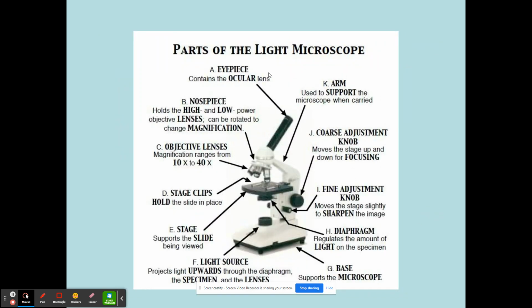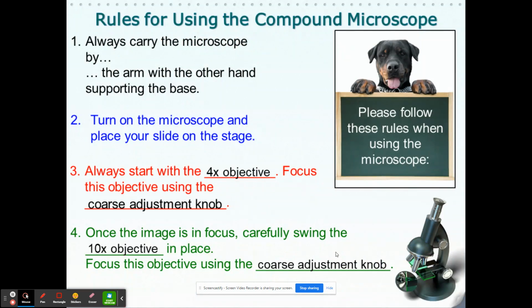And then here are the functions of all those things. You can read through what the purposes of them are. Most of them are pretty self-explanatory.